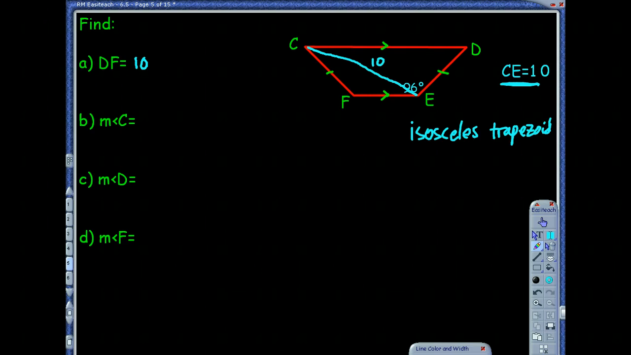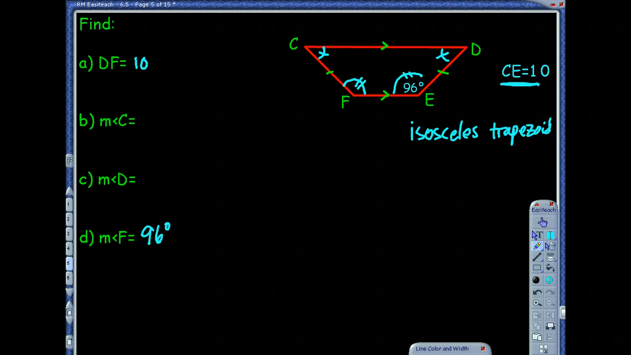Angle C's measure. This is the one we're trying to find. I remember that the base angles are congruent. I still don't know anything about angle C, but we know C is congruent to D. So if you know angle D, you could find angle C. Exactly. But I'm going to start at the bottom, where it says angle F. I know that has to be 96. You don't have to go in this order, because angle F is going to be the same as angle E. So I would start there if it was me.